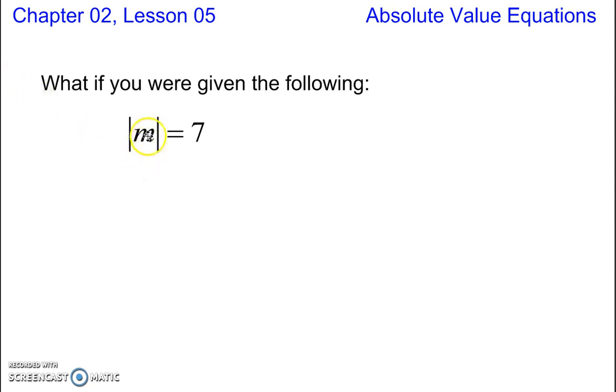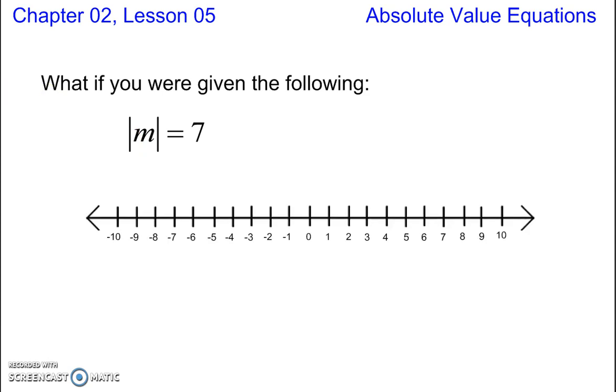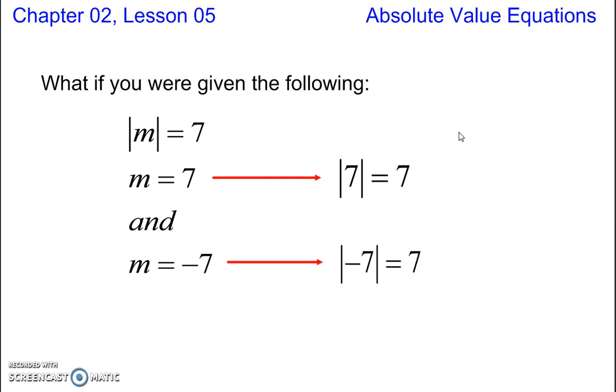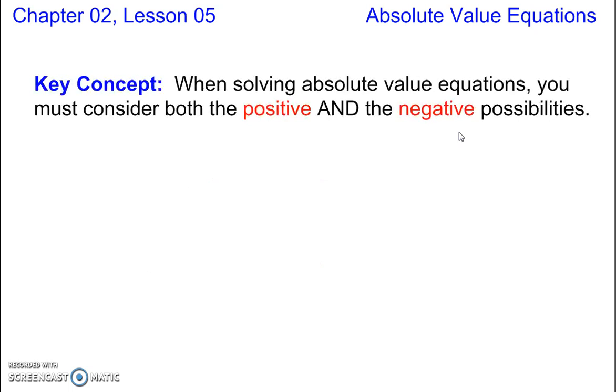So if we have the absolute value of m equals 7, then if I find 7, the distance from 0 to 7, that's 7 units. However, also 7 units away from 0 is negative 7. So this equation has two solutions. M equals 7, that's the absolute value of 7, and m equals negative 7, because the absolute value of negative 7 is also 7. So when solving absolute value equations, you have to consider both the positive and negative possibilities.